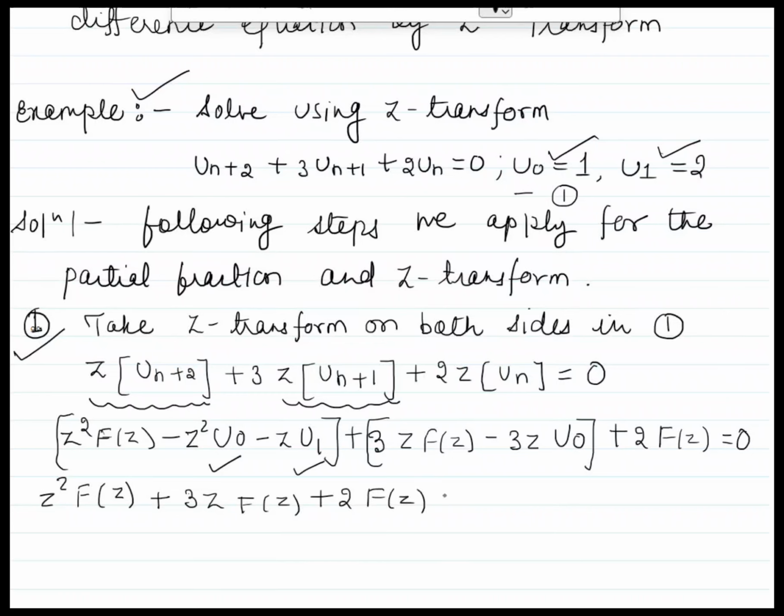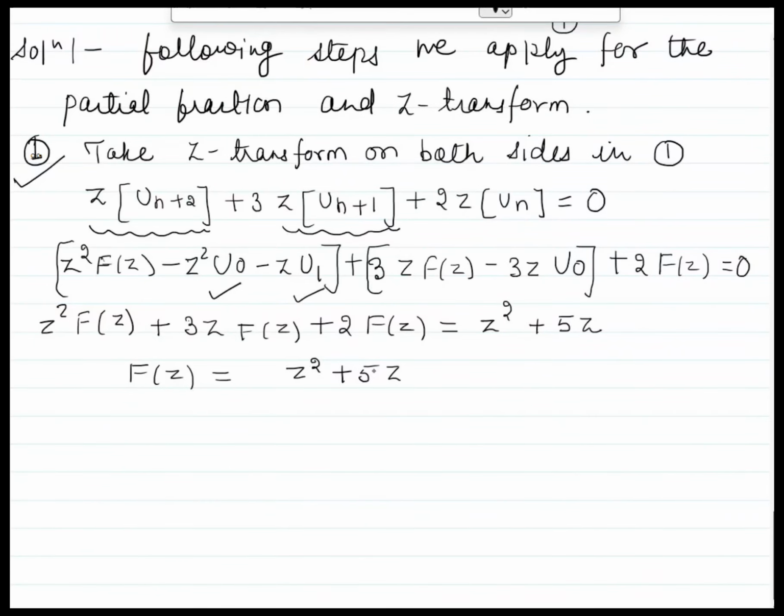And what we have extra, this minus with minus because you are putting 1, so this I am taking on the right hand side. And again the same, this and this u1. u1 is 2, so this and this is becoming 5. So 5 minus 5Z I am taking on the right hand side. So finally we have F(z) equals, we can write Z square plus 5Z divided by Z square plus 3Z plus 2.